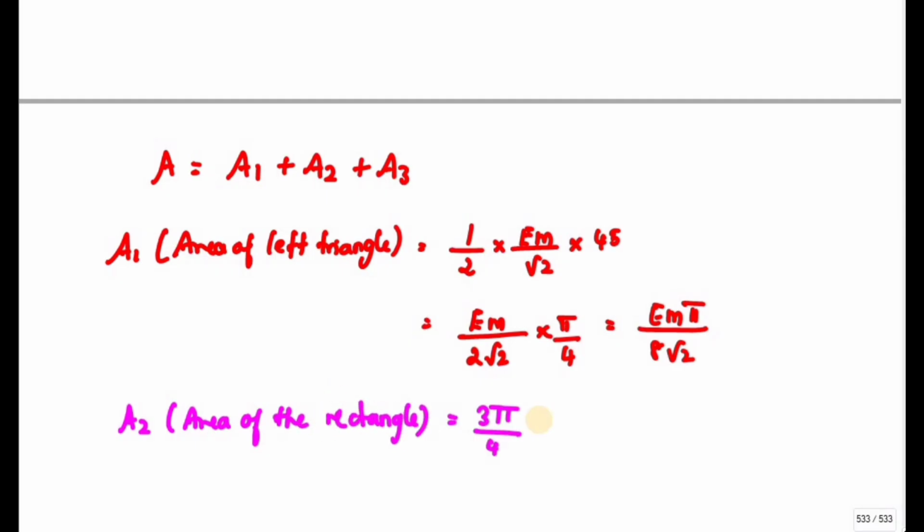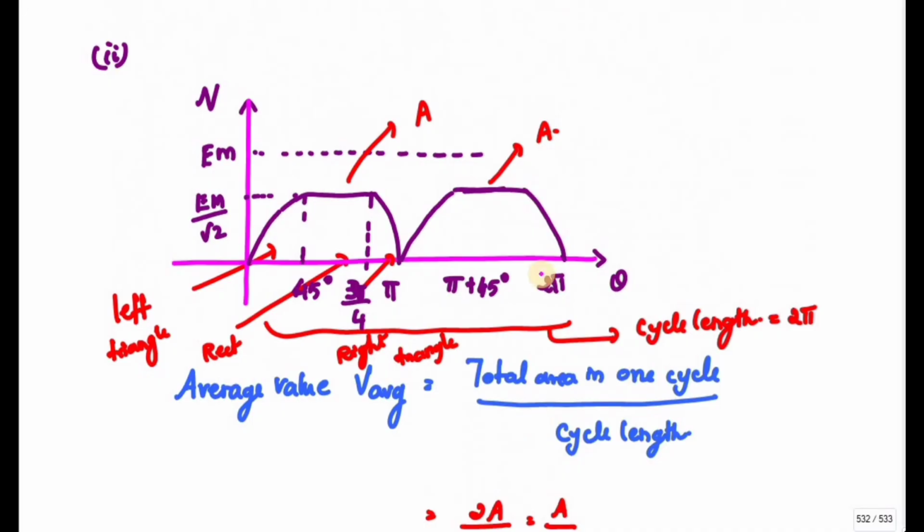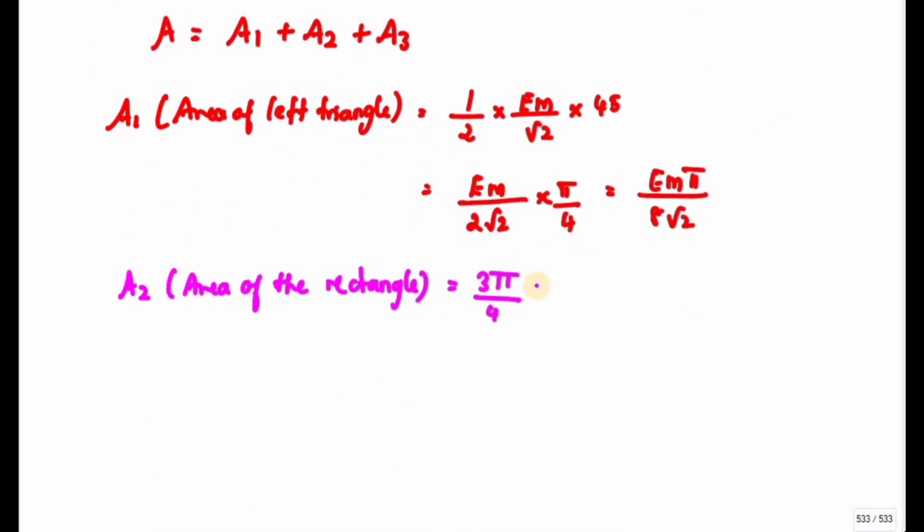So A2 will be the area of the rectangle. You know the formula for a rectangle is B into H. The base is the difference, 3 pi by 4 minus pi divided by 4, that is 45 degrees. And the height will be EM by root 2. So I can write like this. If I solve, I will get pi divided by 2 into EM divided by root 2.